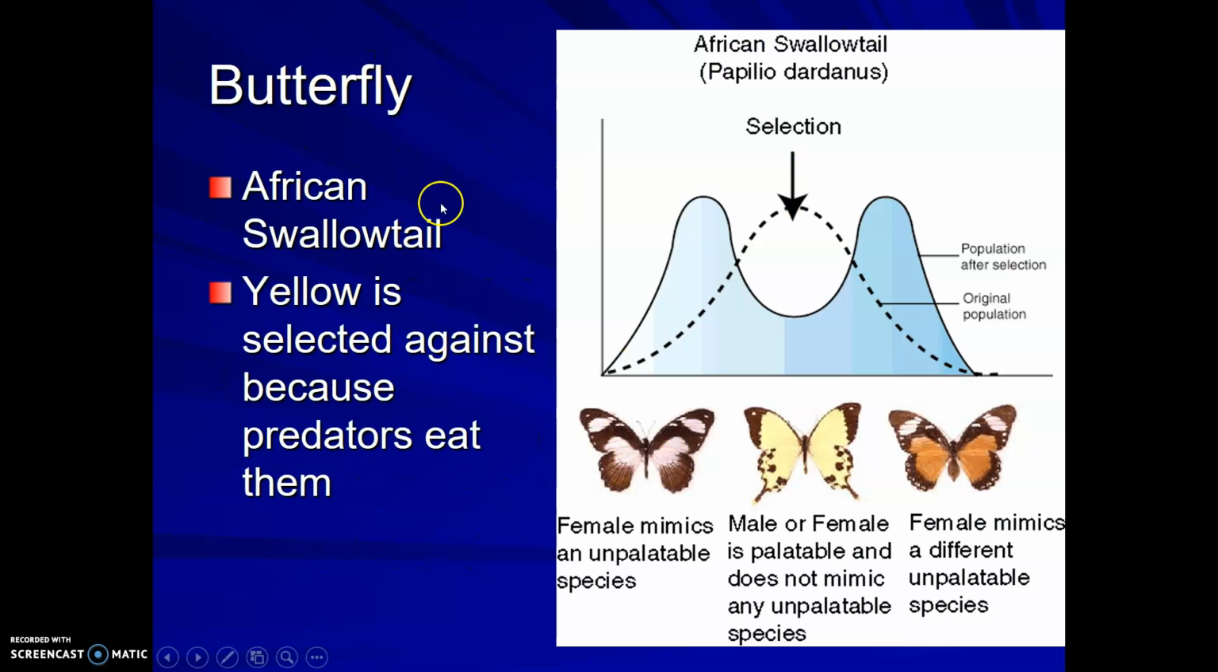Okay, so here's a good graph here. The original population is this dotted line, okay? And now we're favoring the two extremes. So we're actually going against the average here.